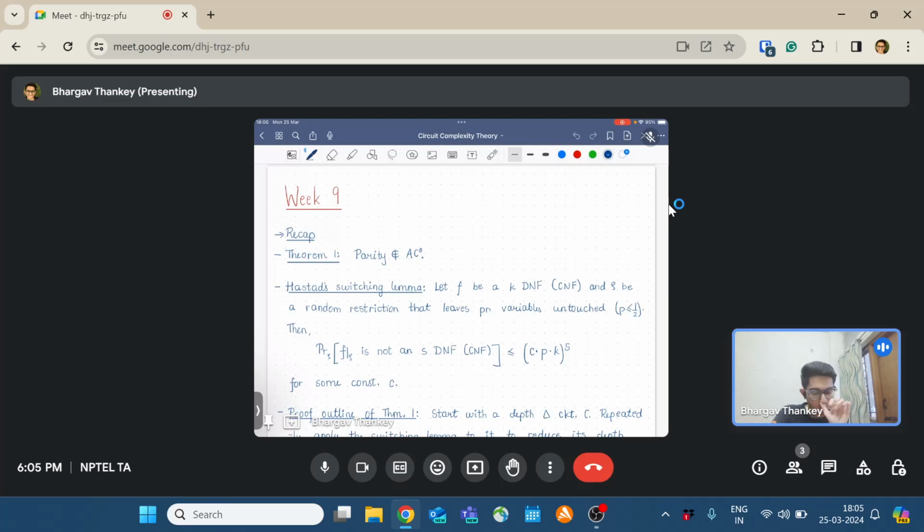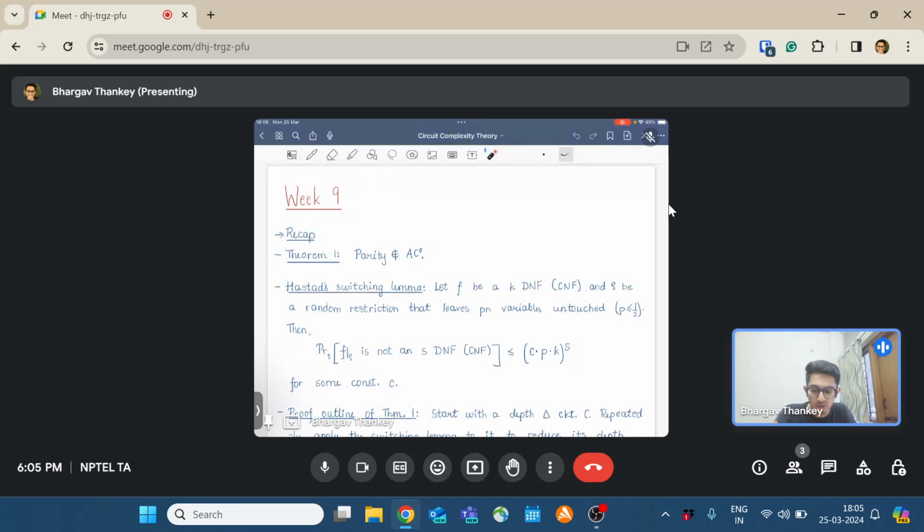So in this week, we saw the proof of the following theorem, that parity is not in AC0, due to Håstad. Now, recall that in the last class, we had seen that parity is not in AC0[3]. So we had seen a stronger result in the last class, but we are seeing this result in this class because the proof techniques are completely different. The proof that we saw in the last class used the polynomial method, and this is using random restrictions.